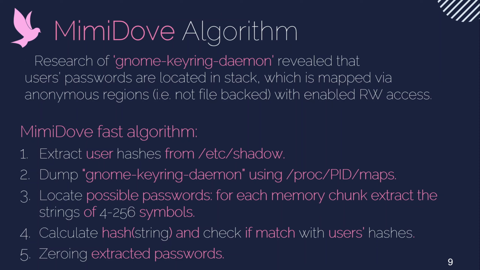First, we read users' password hashes from the etc shadow file. Second, we access the GNOME keyring daemon process and enumerate its memory segments. Then we extract the sequence of bytes and calculate their hashes. If the calculated hash value matches one of the hashes from the etc shadow file, it means that the password has been found. The final step is to override the detected passwords, and finally we protect the OS.